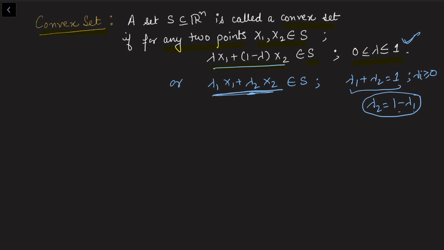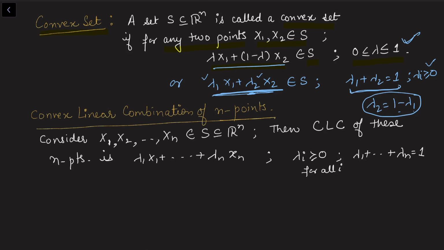So we can say that this is also a line joining. Here I may consider lambda 1 and lambda 2 as scalars, both non-negative and their total sum equal to 1. Now let us define the convex linear combination. For convex linear combination, consider n points x1, x2 up till xn belonging to the set S. Then CLC, the convex linear combination of these points, is lambda 1 x1 plus up till lambda n xn, just like the convex linear combination of 2 points.